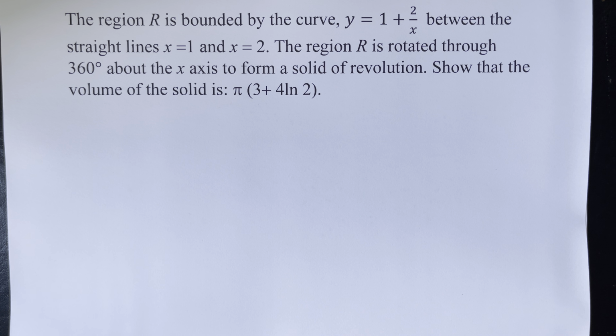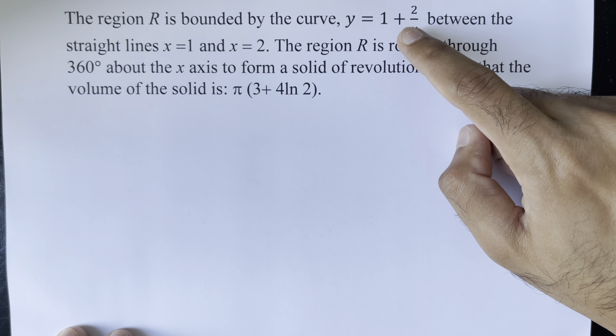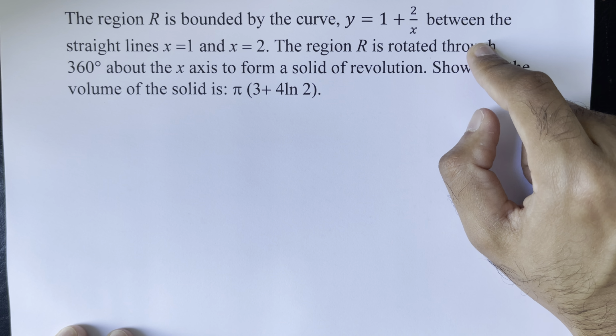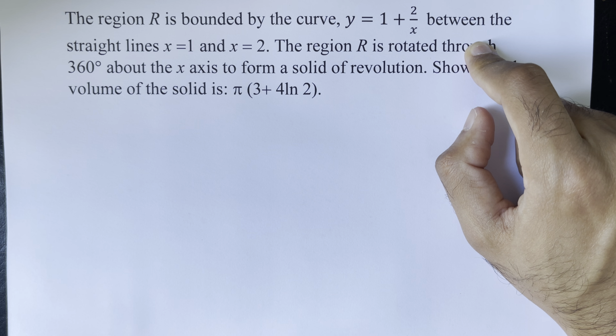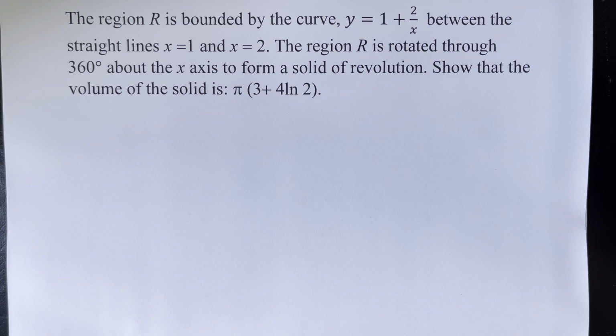Okay, we have a volume of revolution question that reads: the region R is bounded by the curve y equals 1 plus 2 over x between the straight lines x equals 1 and x equals 2. The region R is rotated through 360 degrees about the x-axis to form a solid of revolution. Show that the volume of the solid is pi in brackets 3 plus 4 ln 2.